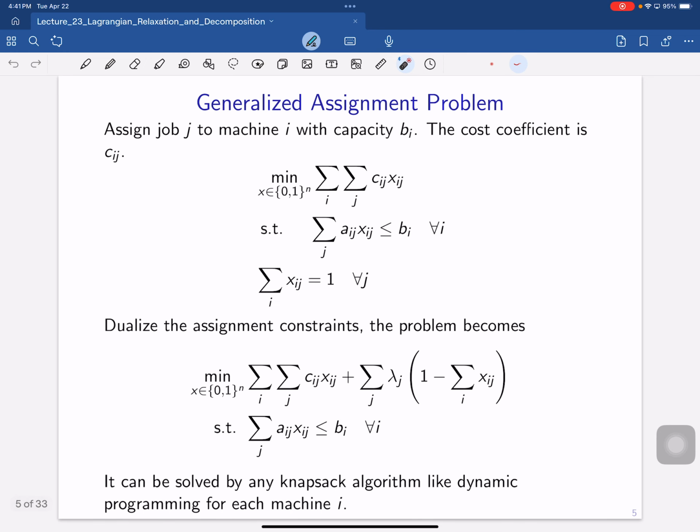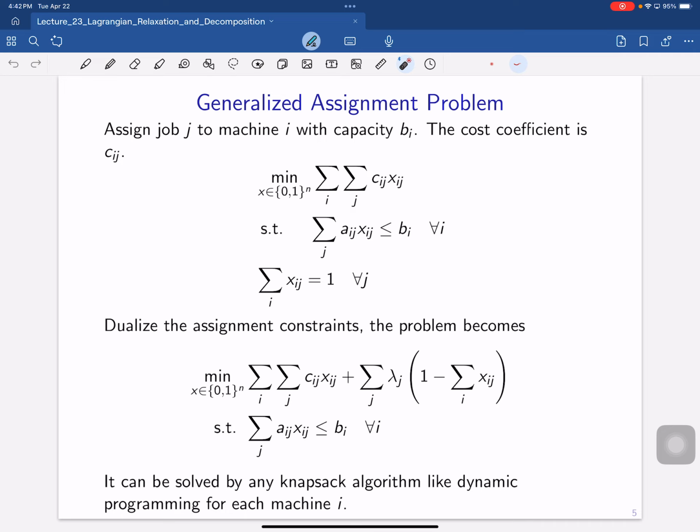So let me give you a different motivating application called the generalized assignment problem. Okay, so this is a problem with complicating constraints as well. The idea is you want to assign job j to machine i with capacity b_i. Let's assume you have a number of jobs, and then you have a given number of machines. Each of the jobs has to be assigned to one of the machines, which is represented by the x_ij variable. So x_ij is a binary variable.